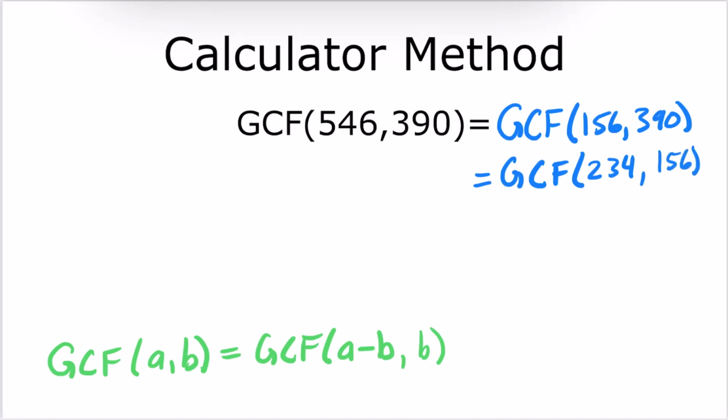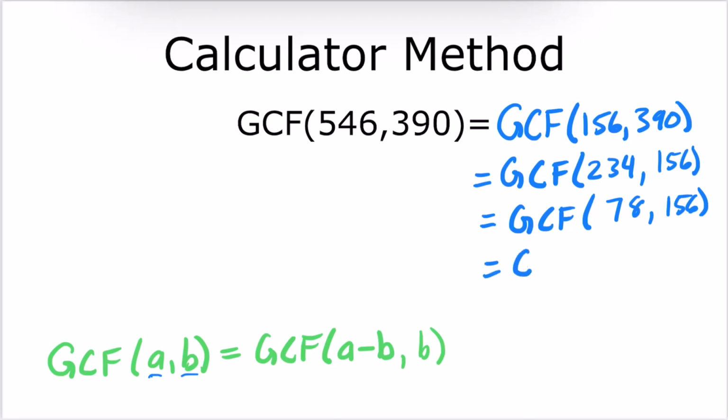Then my next step would be to find the greatest common factor of 234 minus 156, which would be 78. So I have 78 and 156, because that's the smaller number. By the way, it doesn't matter which order these are placed in. It's just which one's bigger and which one's smaller, because with the greatest common factor, it doesn't matter which order you write the numbers in.